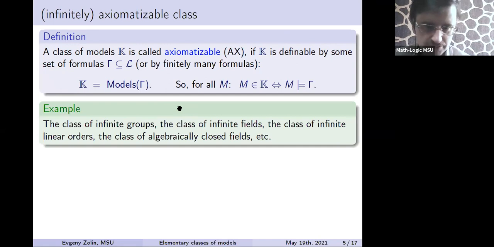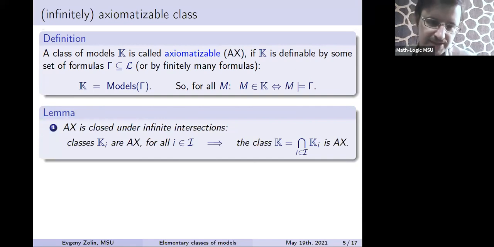We know examples of axiomatizable classes: infinite groups, infinite fields, algebraically closed fields. These are fields such that every polynomial has a root. For every polynomial of degree n, we can write the corresponding axiom, and then we take all axioms that correspond to polynomials of degree 1, 2, 3, and so on. So this is an infinite set of axioms.